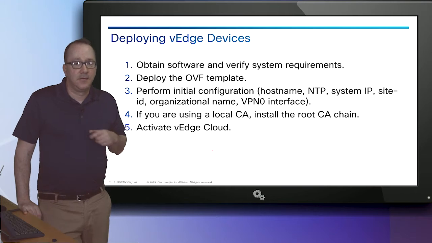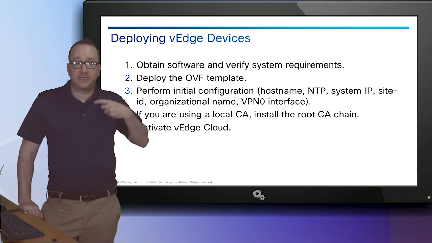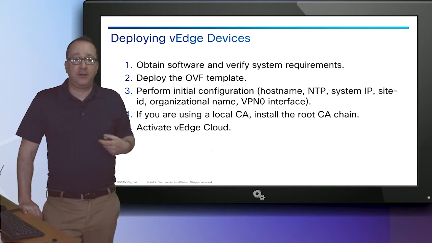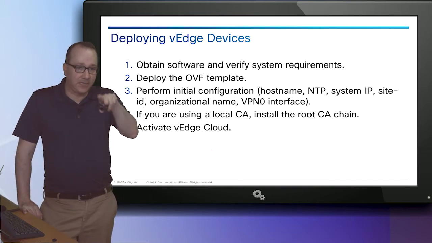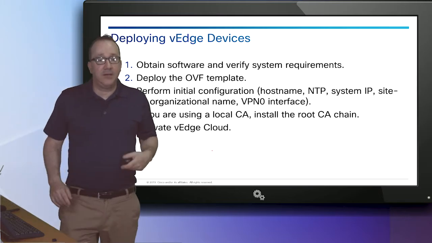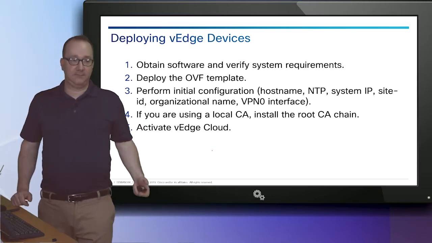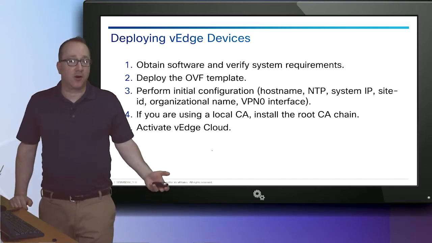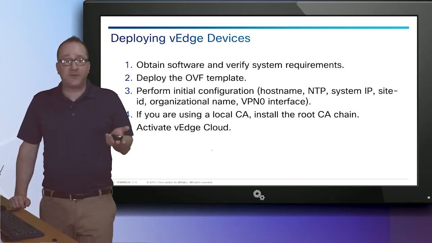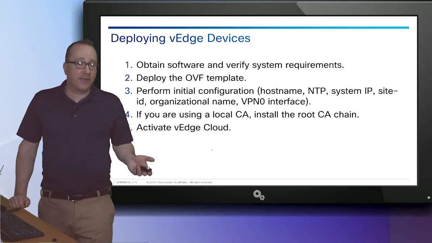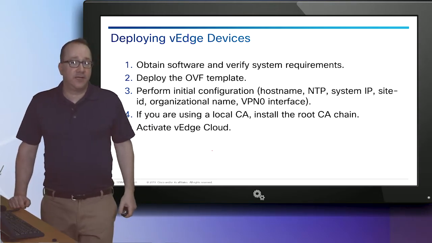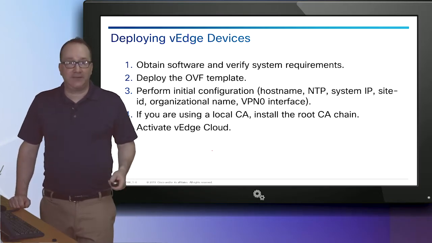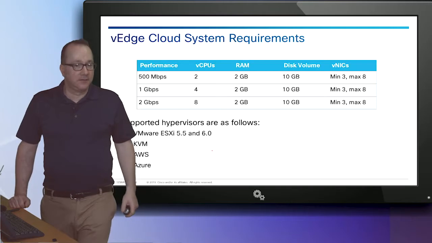We also have a way of deploying the V-Edge devices that is very similar to that of the controllers. You're going to have an OVF template you can deploy, and you can create these as VMs. These are actually cloud edge devices. So let's say you have a data center that has a lot of connectivity. You can bring those into VMware so you don't need to actually deploy a piece of hardware. This is very similar to the other devices. We deploy an OVF template. We perform initial configuration. If we're using a local CA, we install that root, and then we activate it. This is for V-Edge Cloud here.